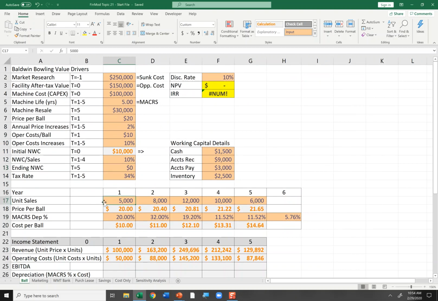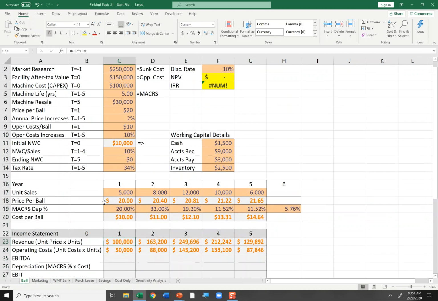So my unit sales are going to be 5,000 balls in the first year, then 8,000, 12,000, 10,000, and 6,000. My depreciation rates from the schedule will be given. That's going to be 20% in the first year, then 32, 19, 12, 11, and 6. Although I'm going to finish off this project in year 5, this is going to be an assumption that at the end of the 5th year, we're going to close down this business.